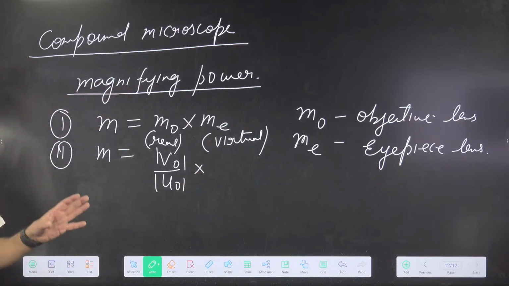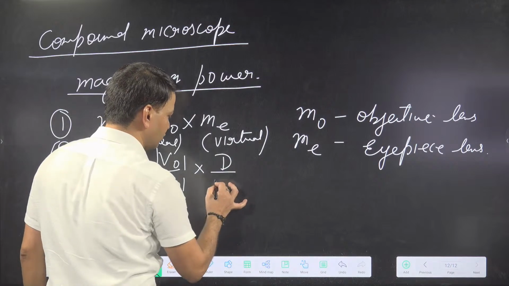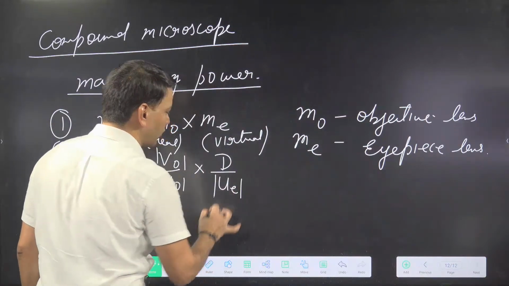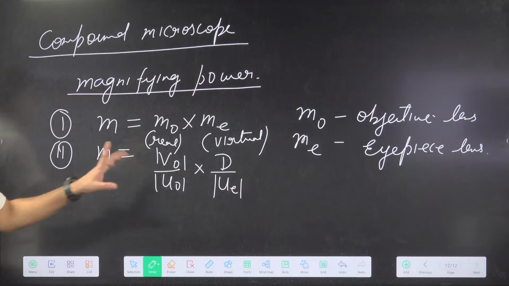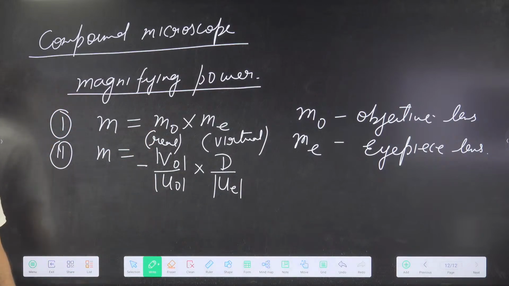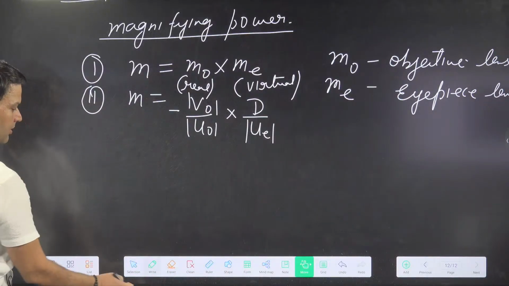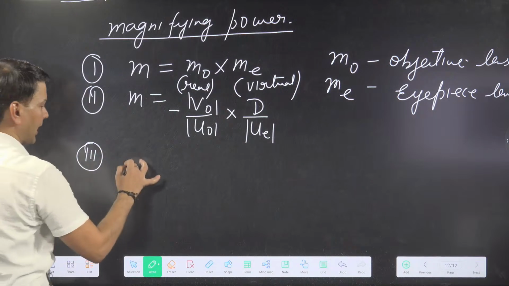ME, different cases are there. Basic formula is what? D by UE. UE is what? Object distance from eyepiece. And we will put the minus sign. Why? Overall magnification we will get negative. Okay. Then M, what we will get?